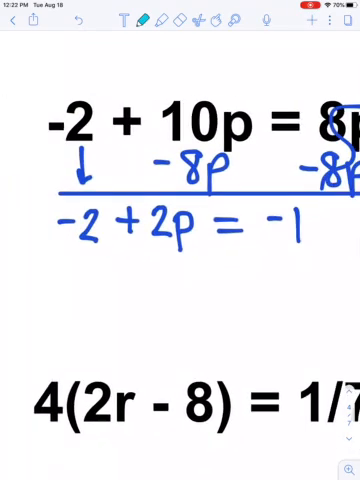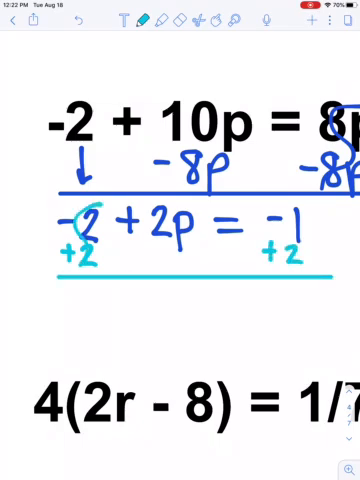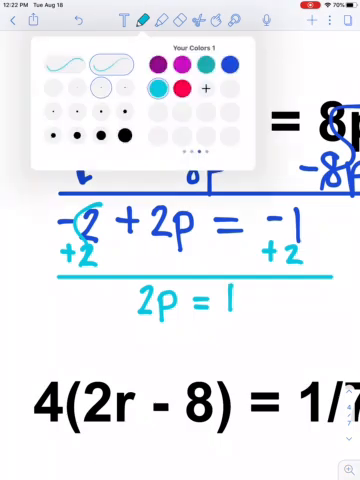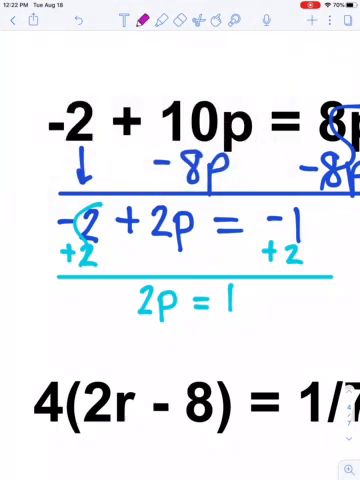Okay, now you only have a p in one place, which is great because you are partway there already, and now you just have to do what we did before. So I have to move this negative 2 first because it's further away from my variable. Since it's negative, we're going to add it over. Cancels, leaves you with a positive 2p equals, and then negative 1 plus 2 is 1. We're almost done, but not quite.